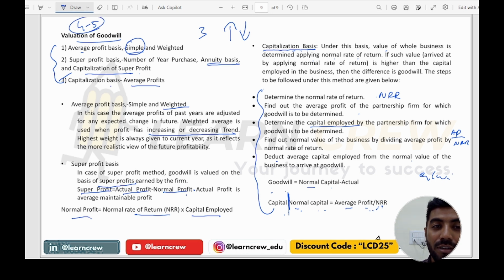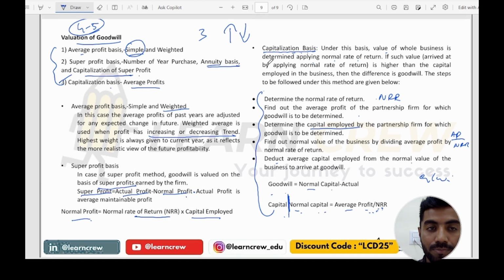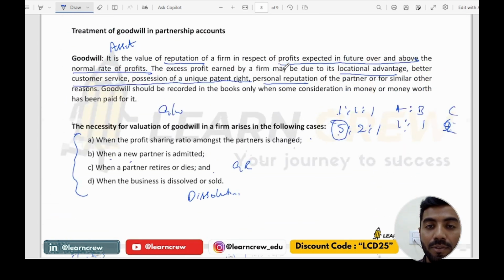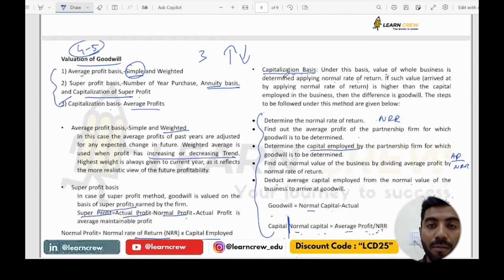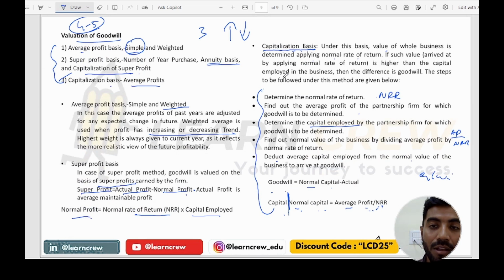You can expect 4 to 5 marks. Otherwise, goodwill will be a part of a big question. You will see goodwill in all the questions, so it's better you practice this. If you solve more and more questions, you'll be able to grasp it better. Okay, this is the first part. We have the remaining parts also, such as admission and retirement. In the next videos, we'll be discussing them one by one. Thank you.